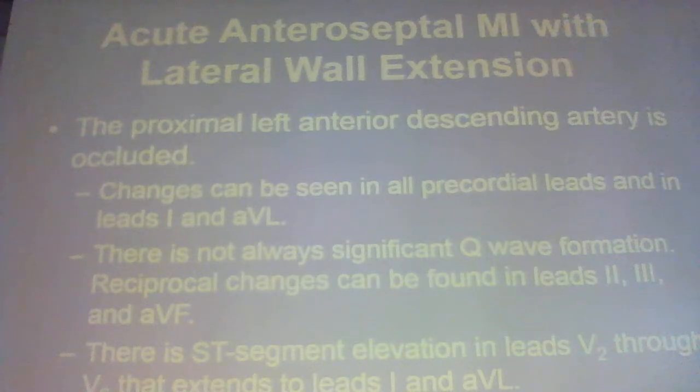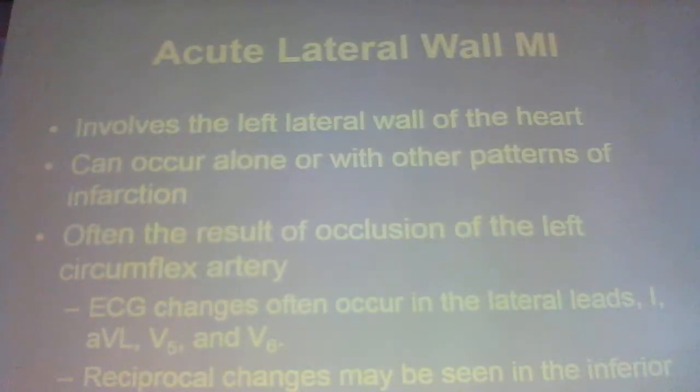Acute anterior lateral MI with lateral wall extension. We will see them in 1 and AVL also. Lateral MI, 1 AVL, V5, and V6. Then we're going to see reciprocals in 2, 3, and F. So what are reciprocals? Mirror image opposite, right? Cool thing is that if you have them, it's more compelling evidence that you're right, but you don't always have reciprocal changes.